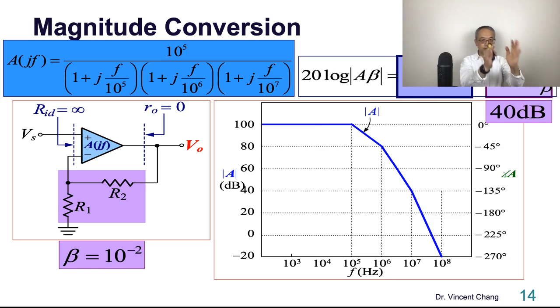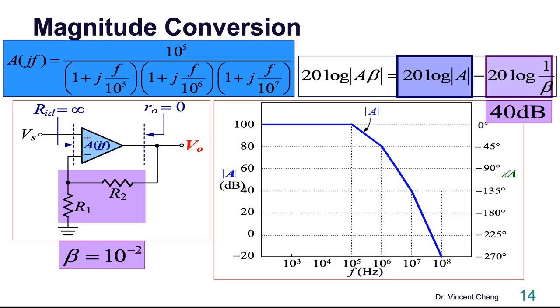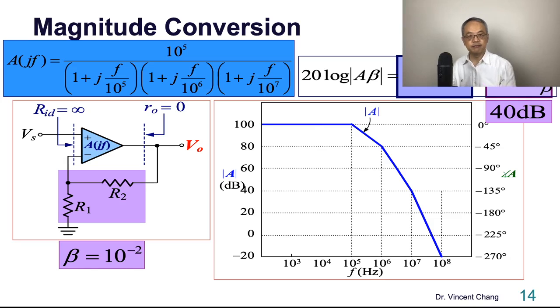Conversion from A to A beta. I want to make sure you understand it because this is super important. You are going to apply this when you face the stability issue in the future, even for bipolar or CMOS operational amplifiers. All right. So 40 decibel. Let me take out this. So A, the blue one, the blue curve, minus 40 decibel.